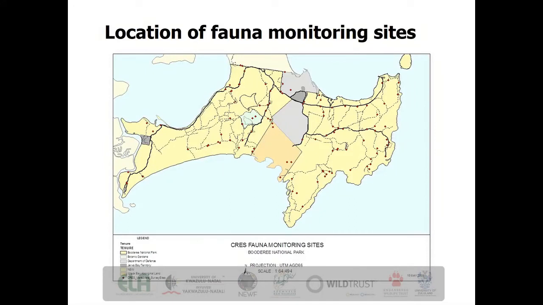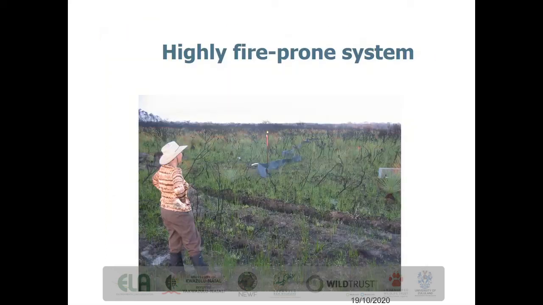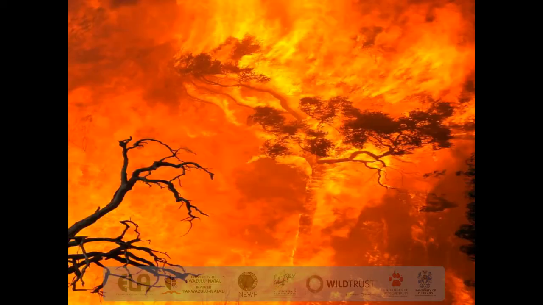It's about 6,500 hectares. There are 134 long-term sites across the park. Each site is indicated by a red dot on this map. And it's a highly fire-prone system. This system burns about every 5 to 10 years, and that's about normal for these kinds of coastal heathland environments, which are very species rich, both in terms of the plants, but also many of the animal species.